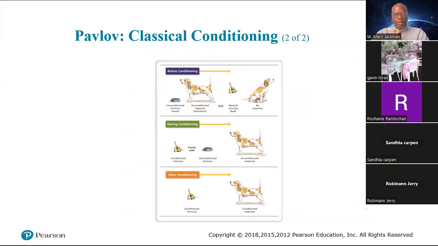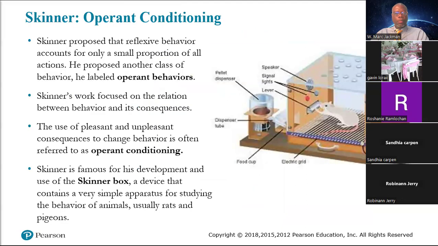Okay, let's move forward. Right, so Skinner's operant conditioning is slightly different to classical conditioning. He proposed that reflexive behavior accounts for only a small proportion of all behaviors, which is true. Most of our behaviors are really deliberate, behaviors that we choose to do. So he focused on another class of behavior, which he labeled operants. Operants represent anything we do where we operate on the environment.